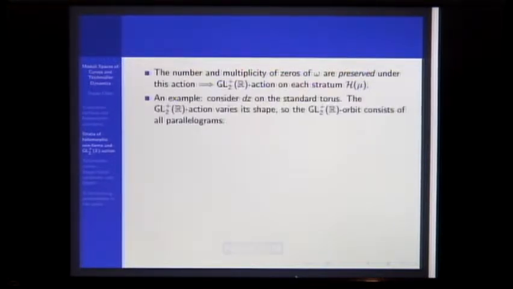I already mentioned that. So let's take a look at an example. Starting from genus 1, that's easy. You're just changing the shape of your parallelogram. You get all possible such invariants in this case for genus 1. That's not interesting. So for higher genus, it's more interesting.